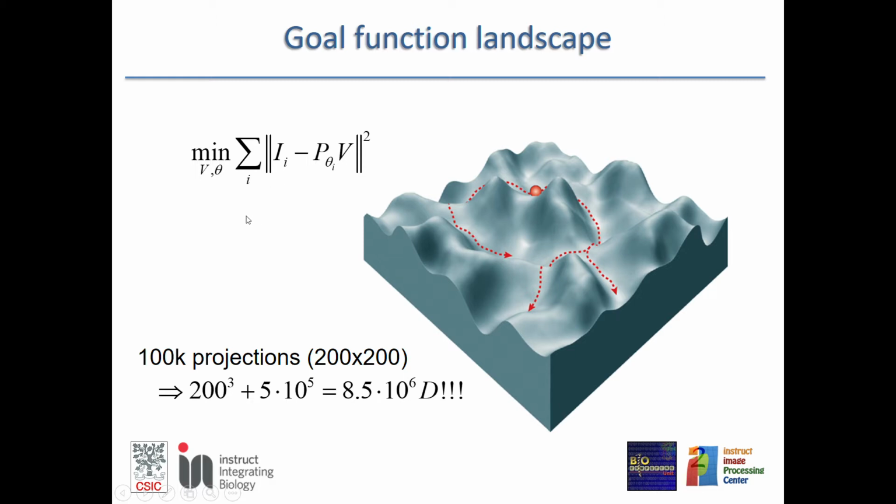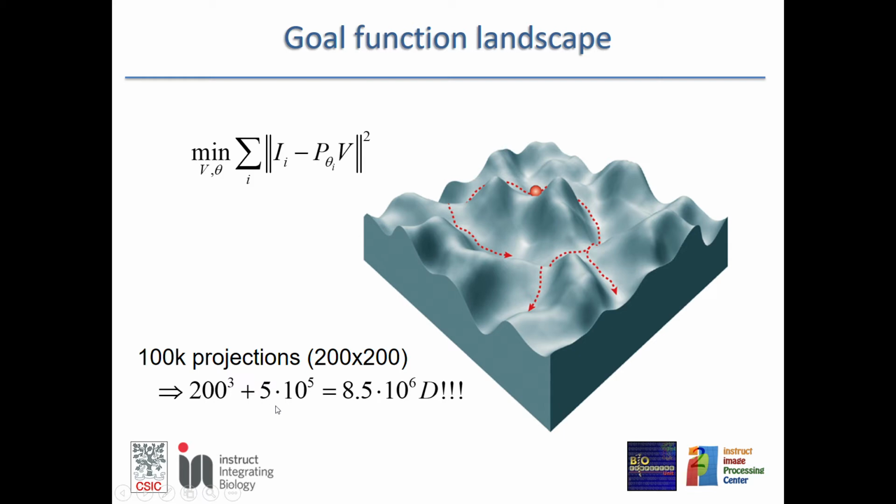And if you count the number of parameters that you have to find, the volume, because the images are 200 squared, the volume is 200 cubed. So that gives almost 8 million parameters. And the remaining parameters are the ones of the angular assignment.